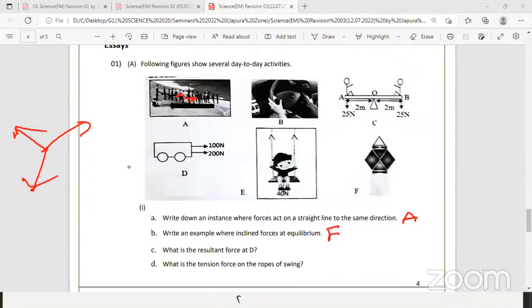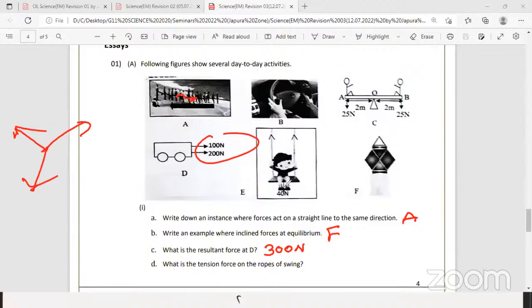What is the resultant of D? Who can tell me the answer? Himasha, Vihanga, Damya. 300 newtons. Very good. Excellent. So you have to add, because both are parallel and in the same direction. What is the tension of the force on the ropes of the swing?